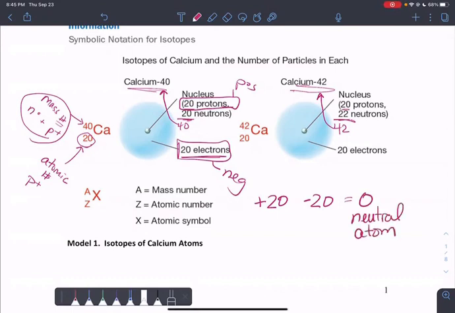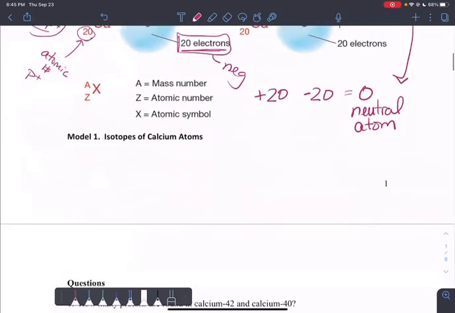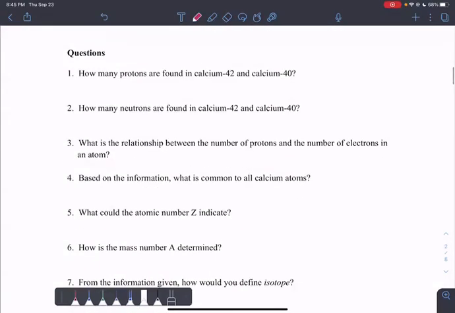Okay. And in calcium 42, we have 20 protons and we have 20 electrons. So that's a positive 20, a negative 20 for a total of 0. So it's again, a neutral atom. Okay. Well, how many protons are found in calcium 42 and calcium 40? All you have to know is the name, and you go to the periodic table and you see that every single calcium has 20 protons, right?